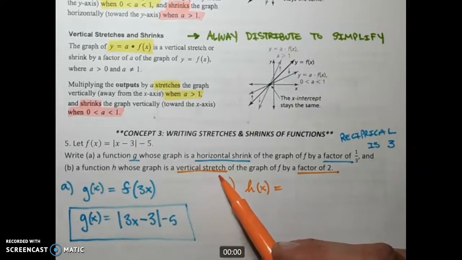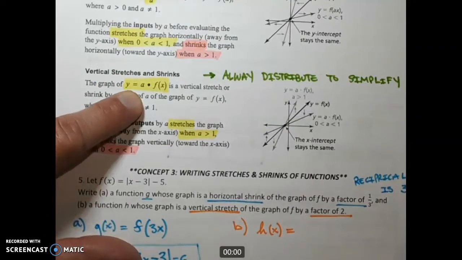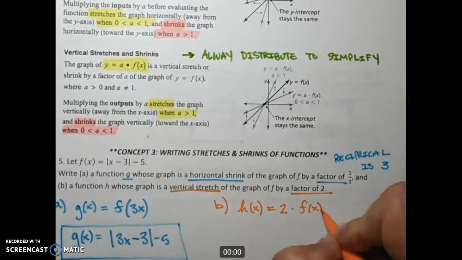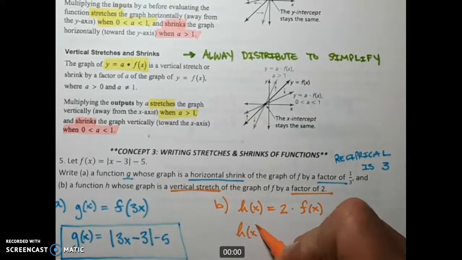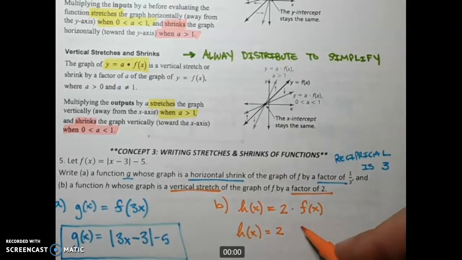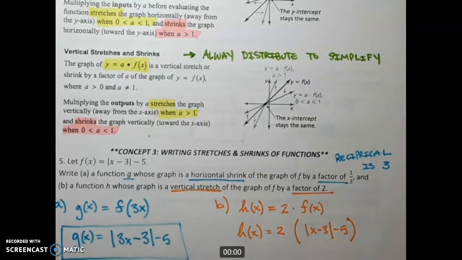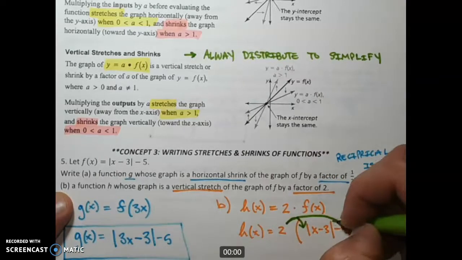So a vertical stretch actually will come in front. Again, here it is: y equals a times f of x. So it goes 2 times f of x. Now all I'm going to do is put that 2 out in front. So I get h of x equals 2 times f of x. I'm just going to group the whole entire thing: the absolute value of x minus 3 minus 5. And now, like always, I'm going to look to distribute. Here I'm going to distribute it to in front of the absolute value and to that negative 5.